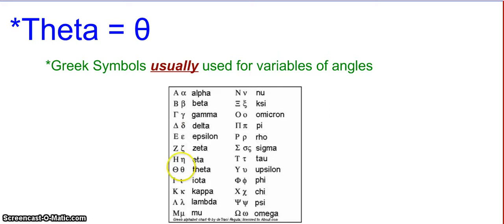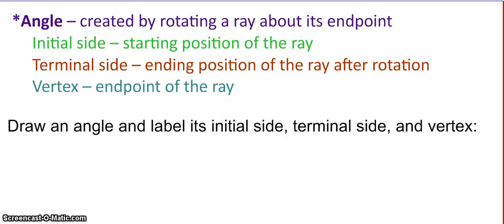But here are some other Greek symbols that we see a lot. So the reason why I bring this up is Greek symbols are usually used to represent angles within trigonometry. Not always, but it's very common. So we want to get comfortable seeing them. Okay. So what's an angle?